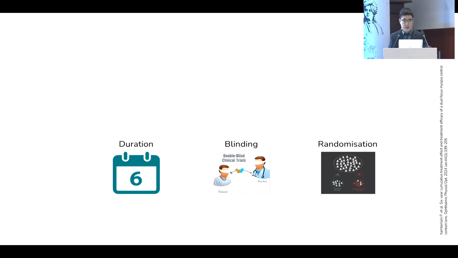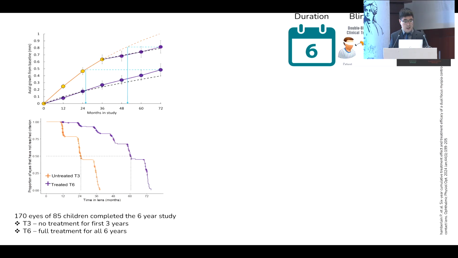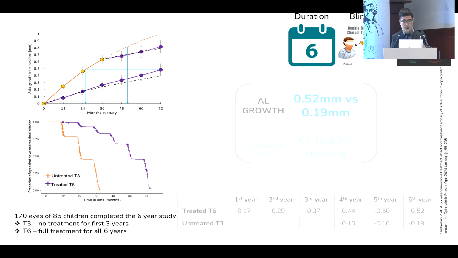So, based on this, what do they see? Overall, they basically have two groups. One is the group of children that had a total of 6 years of treatment, and the second group had no treatment for 3 years, and subsequently switched over to the MiSight and had treatment for the next 3 years. As we can see, those who had sustained use over the 6 years got a very good sustained response of slowing down of the myopia versus the control group. The control group, once the 3 years had expired and they switched over to the treatment, also had a good response.